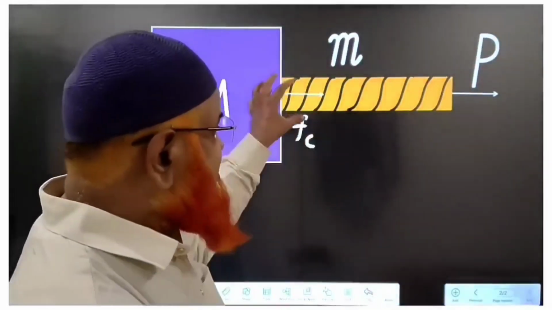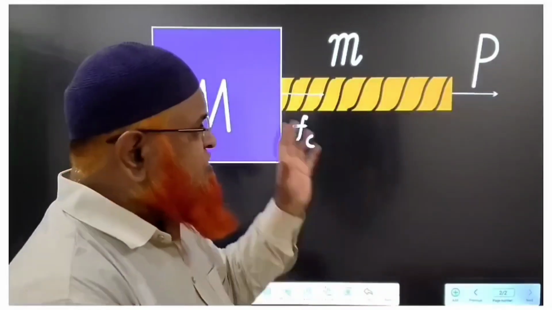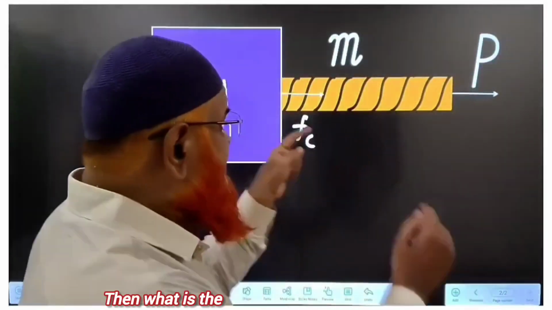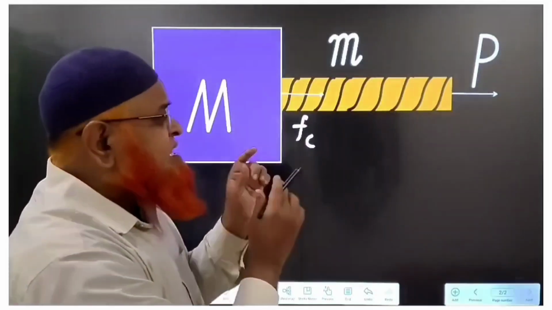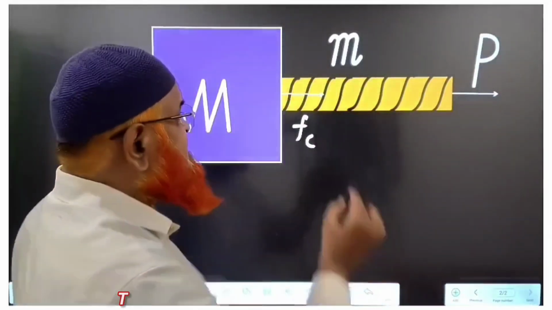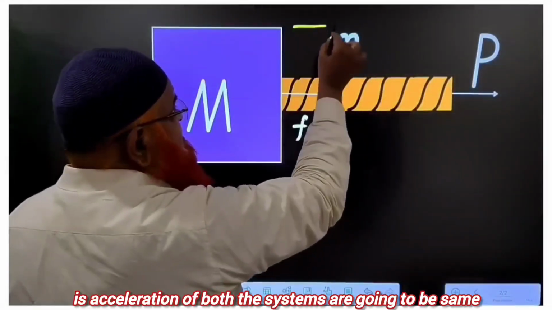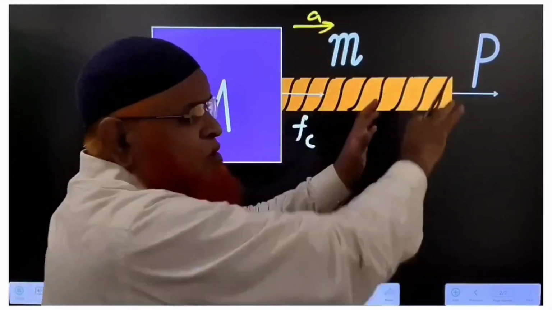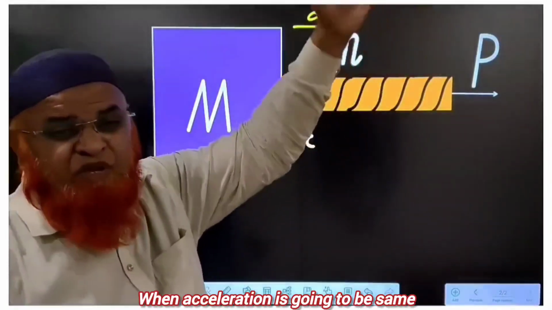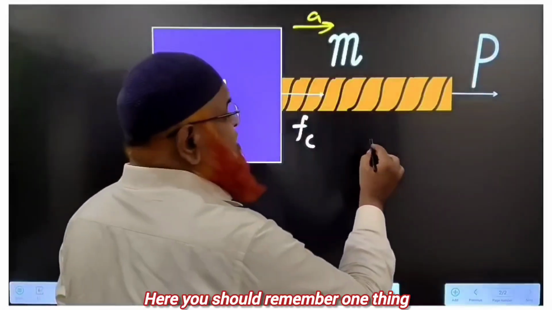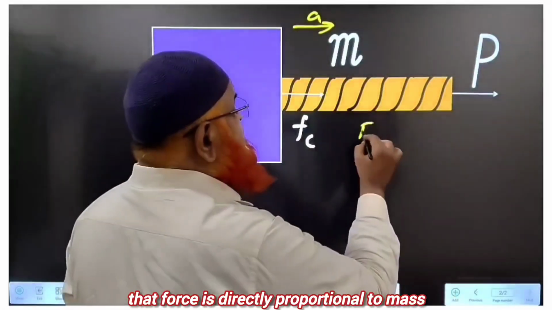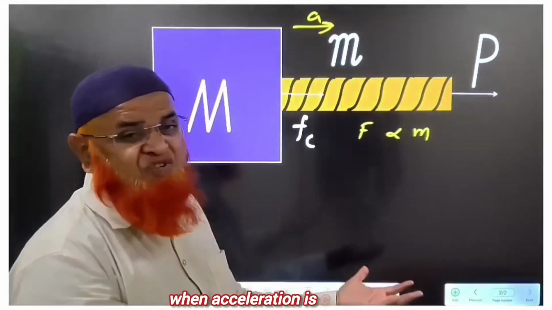My dear friends, this is a rope and this is a block. We are pulling with force P. Then what is the contact force between the rope and the block of mass capital M? The simple thing you have to remember here is acceleration of both the systems are going to be same. When acceleration is going to be same, then what is the contact force? Here, you should remember one thing, that force is directly proportional to mass when acceleration is constant.